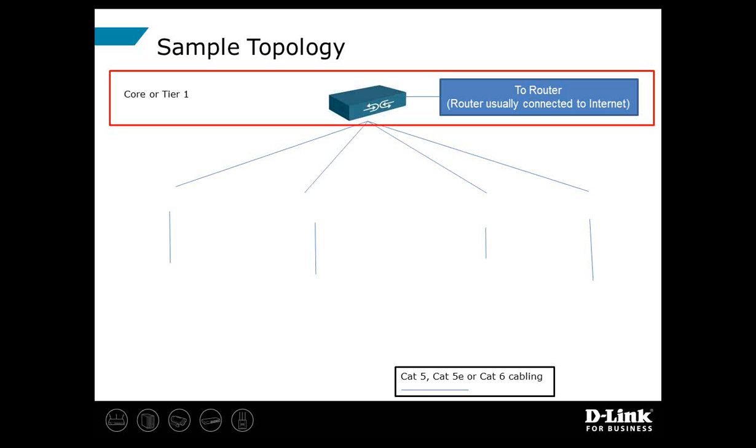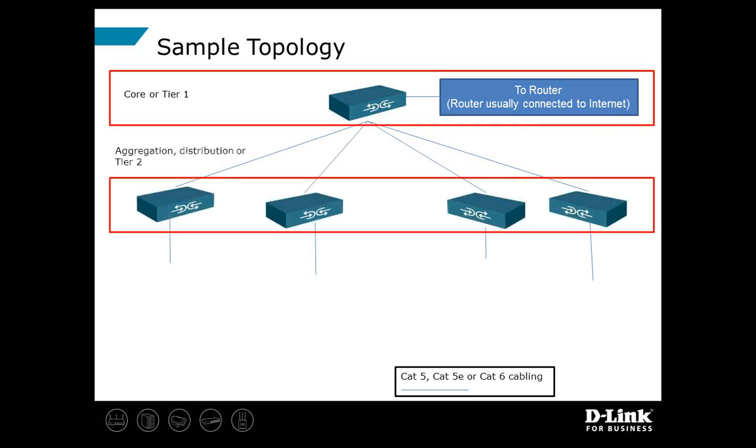So at the core, that symbol represents a layer 3 switch, and that layer 3 switch is usually connected to a router that gets you out to the internet. The next layer is the tier 2, called the aggregation. Sometimes it's called the distribution layer or the tier 2 layer. So it's many switches that feed into the core switch, and those are all also either layer 2 plus or layer 3 switches. The layer 3 means that it has routing.